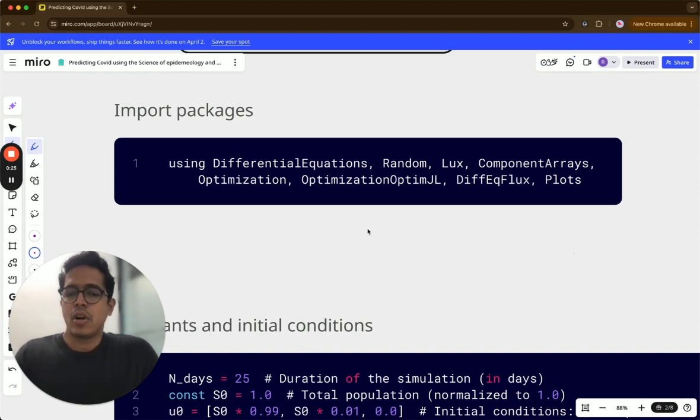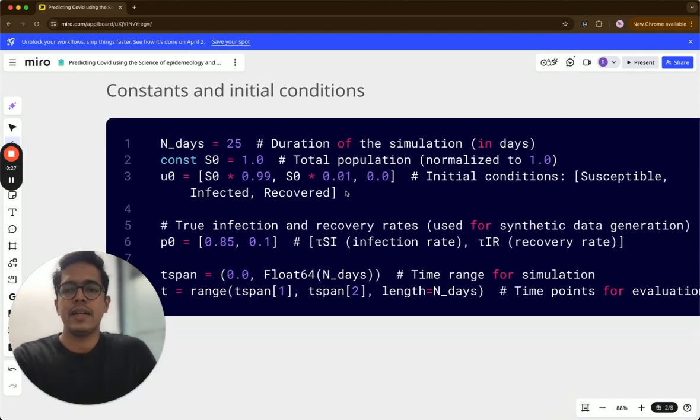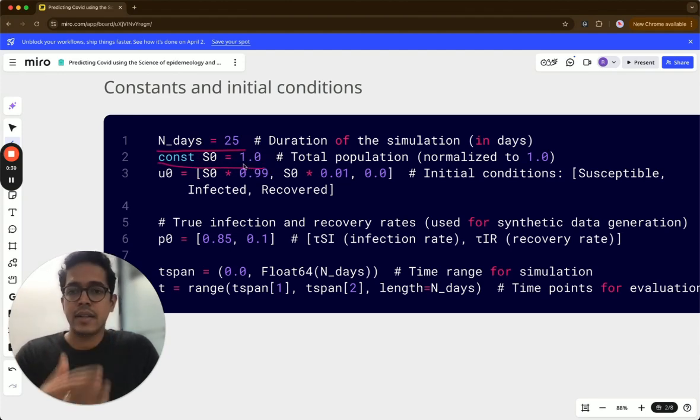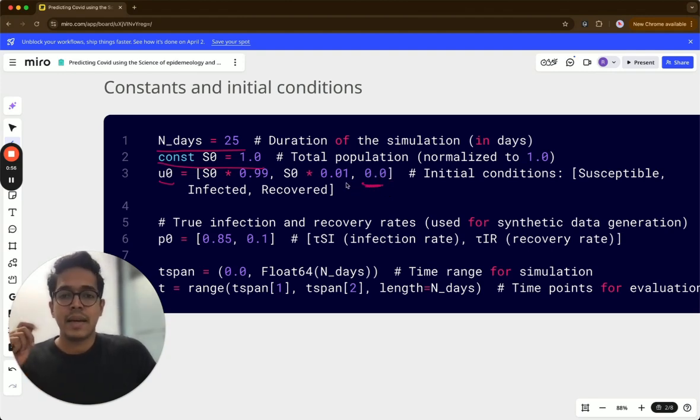Then in this block of code below, we are defining the constants and the initial condition. Initially we'll start with simulating for 25 days, and total population we are normalizing to 1 so that we can later multiply by any number and get the total population, whether it's 300,000 or 5 million, whatever. Then the initial conditions are what fraction of the population are susceptible, what fraction is infected, and what is recovered. Initially we will set recovered to be 0 because nobody has recovered in the beginning. And we will say 1% of this population is infected.